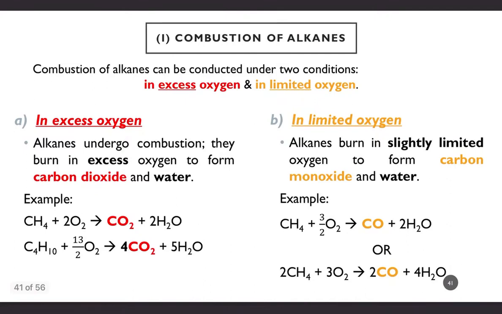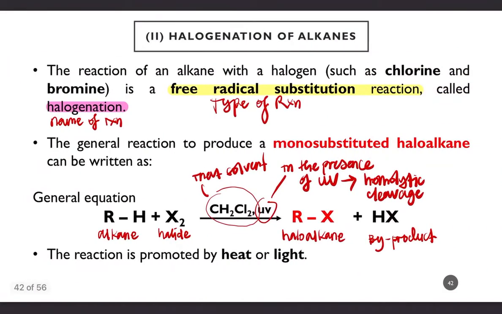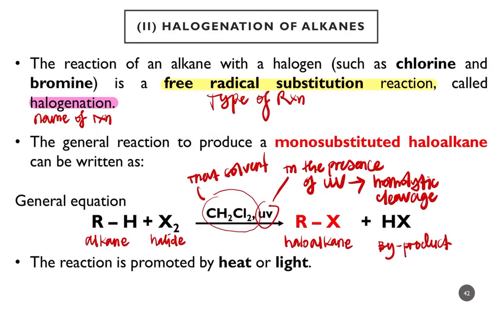You only need to know that combustion of alkenes can occur in two conditions, whether in excess oxygen or limited oxygen. The difference is that when you have a lot of oxygen, excess of oxygen, you will produce carbon dioxide and water. So basically, you just have to know how to balance your equation, okay? And then in limited oxygen, tak cukup oxygen, you will form carbon monoxide and water, okay? So basically, ini simple je for combustion of alkenes. Okay, and then we will move on to now halogenation.